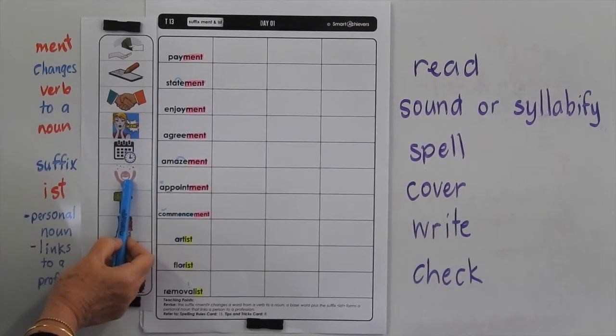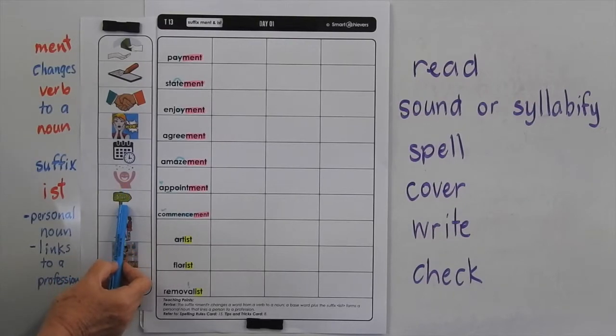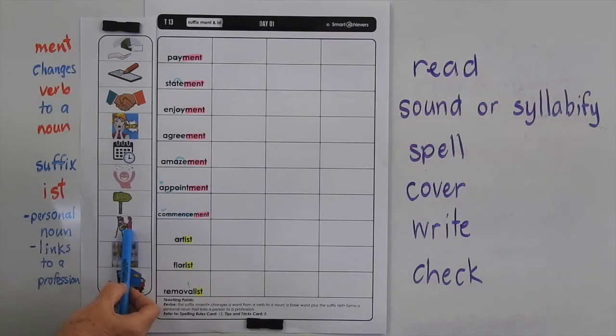Appointment is an arrangement to meet. Commencement is the beginning or the start of something. An artist is someone who paints or draws as a profession or as a hobby. A florist is a person who arranges flowers and they may sell them as well. A removalist is a person who moves furniture.